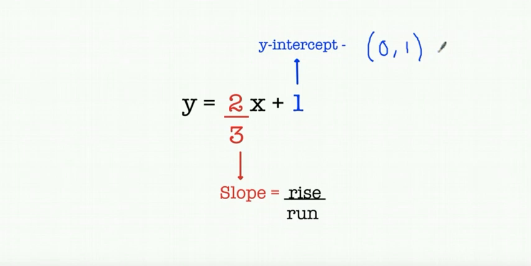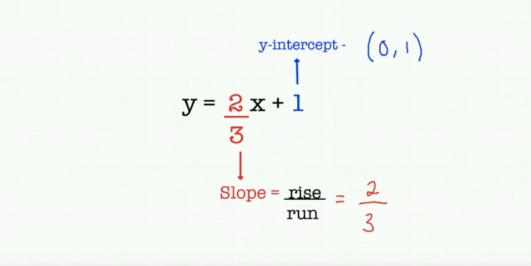So remember, the y-intercept is where this line crosses the y-axis. And when it does cross the y-axis, the x value is 0. So here we have 0, 1. And here our slope is 2/3. So remember that our slope is our rise over run. And because it's 2/3, our rise is 2 and our run is 3.